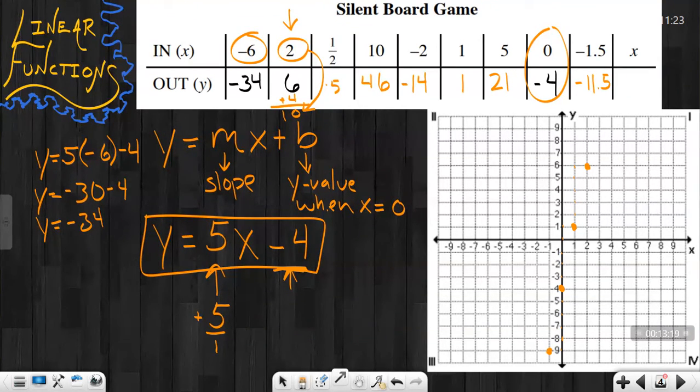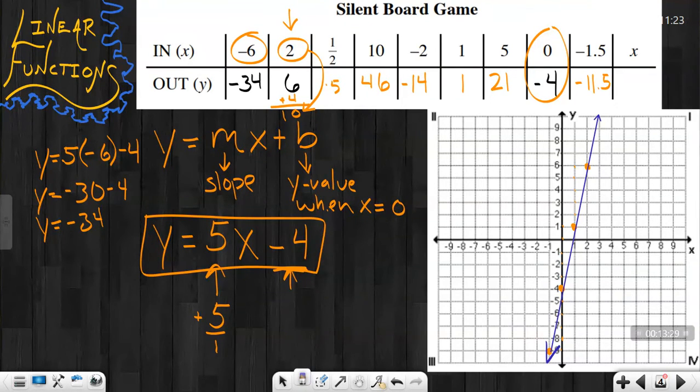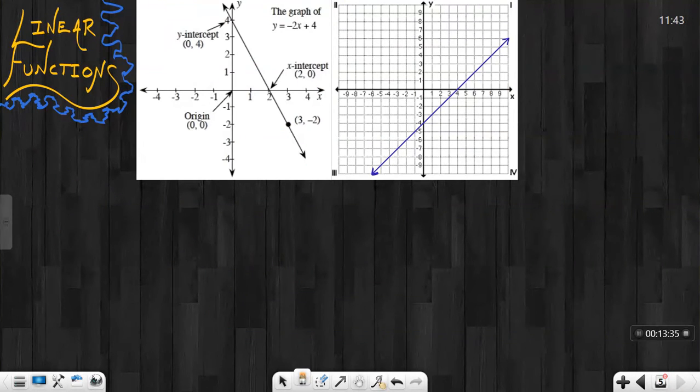All right, make sure that when you connect them, use your ruler. Extend your line the full length of the graph. Put arrows on it. And then you've got your graph for you. Let me get my arrows on the bottom down here. Done. All right, and that's how we go from our table to our rule to our graph. Let's take a look at our last one.